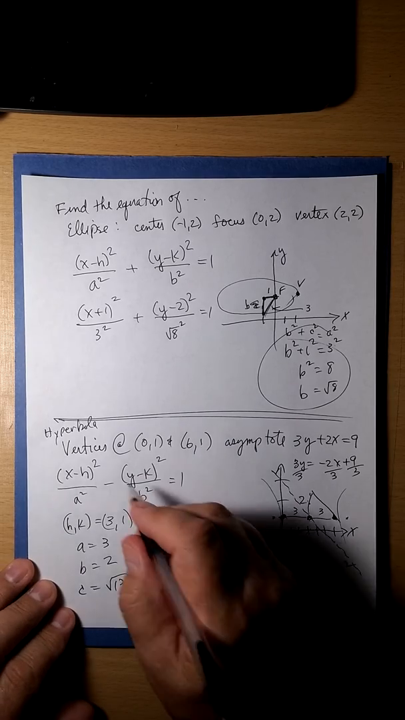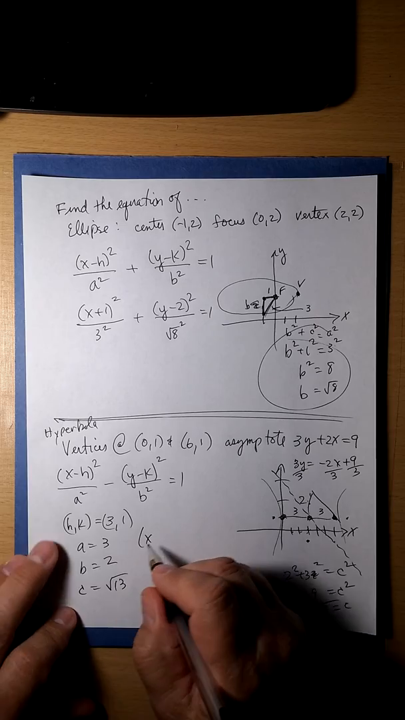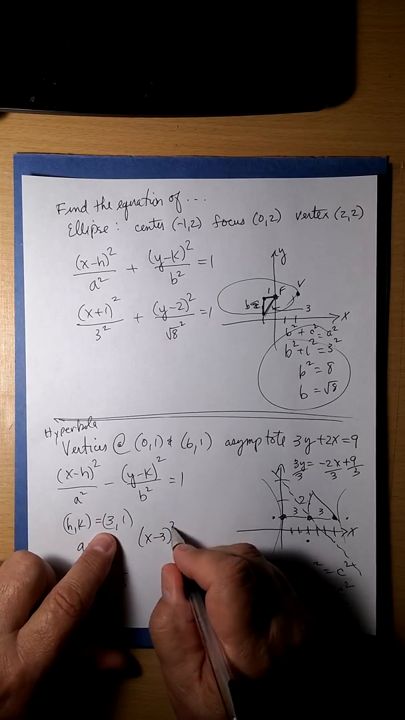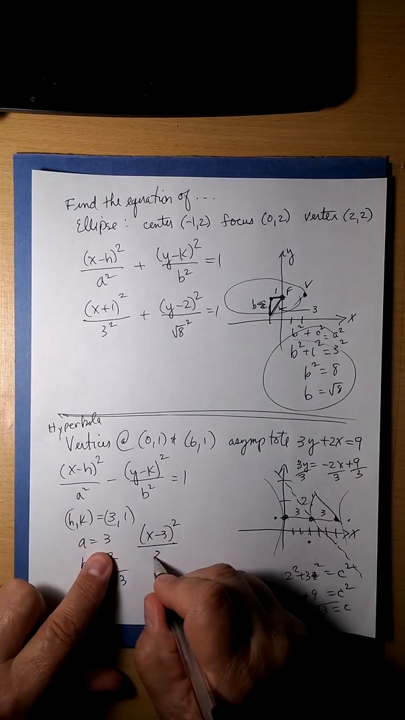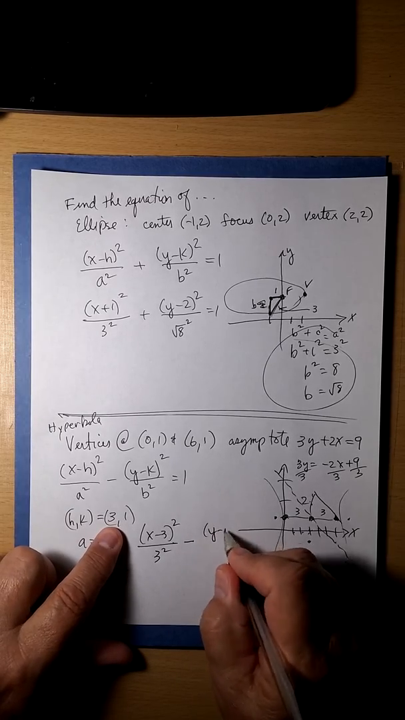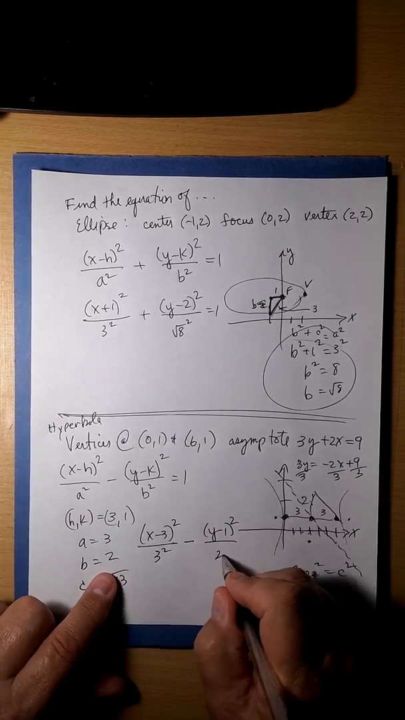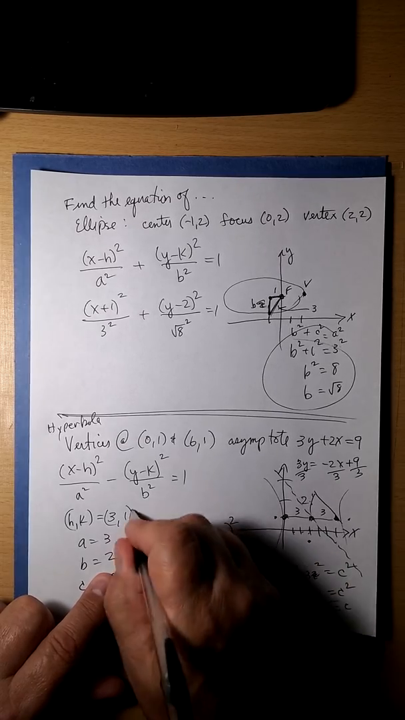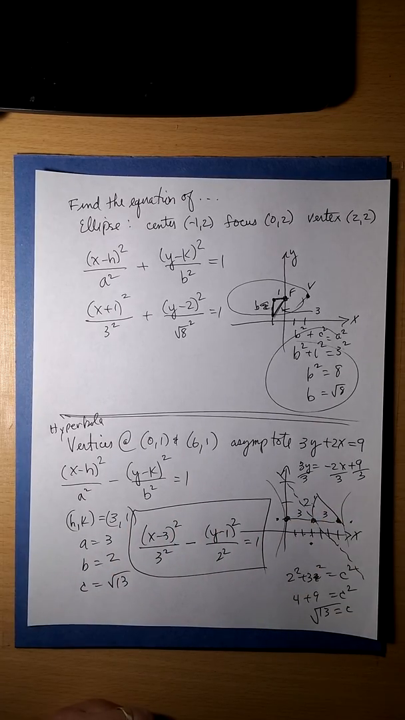Okay, so the equation is x minus 3 squared over 3 squared minus y minus 1 squared over 2 squared equals 1. And if you needed to, you could multiply that out and get the general quadratic in x and y form. Okay.